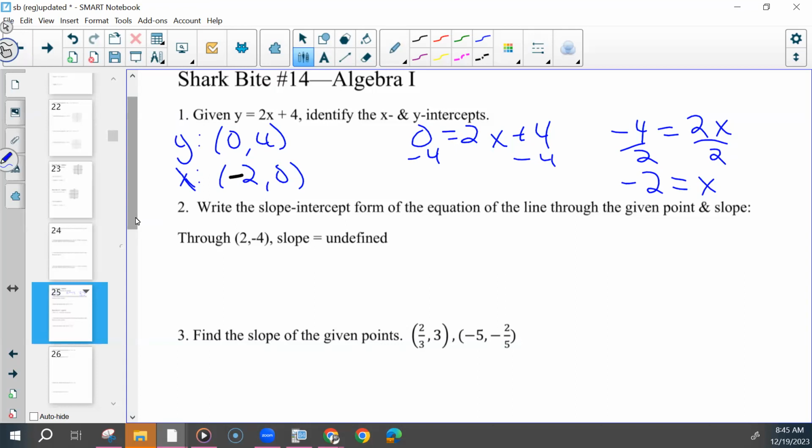For number 2, we have to write the slope-intercept form of the equation of the line through the given point and slope. This is our point, this is our slope. So normally you would do your y minus y1 equals m times x minus x1. But because the slope is undefined, we cannot do that. We have to think of what type of line would have an undefined slope, which would be an x equals. Look at what your x value is, and that would be your answer. So for those, there's really no work to do. You just have to know that. Questions on that one?